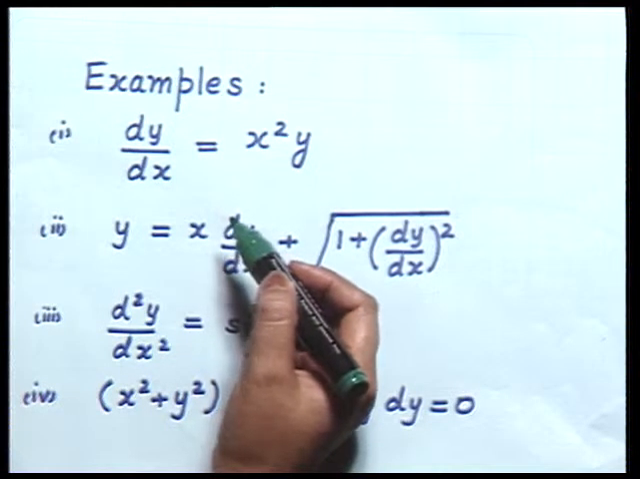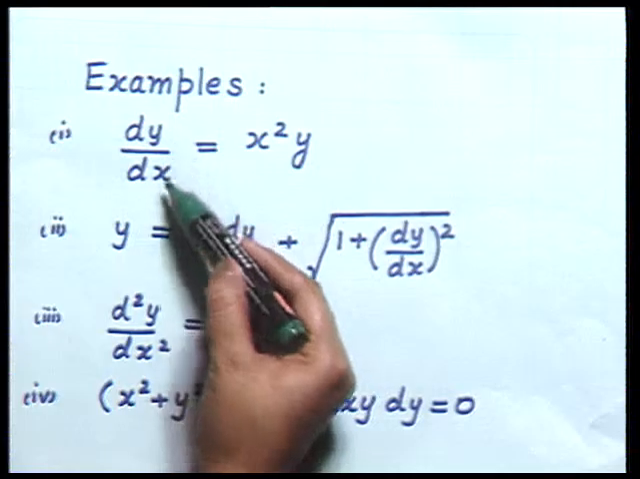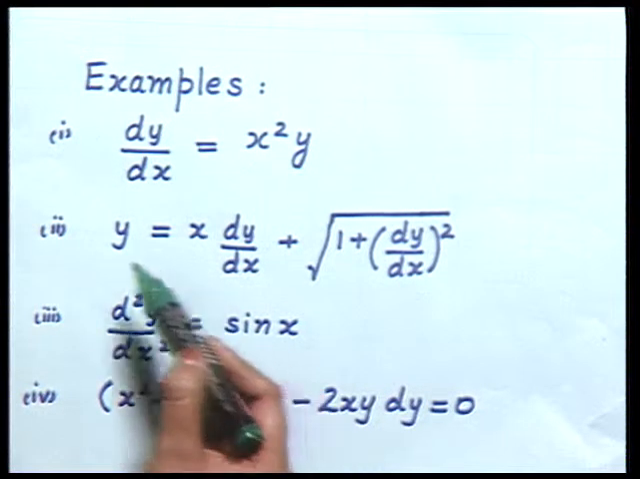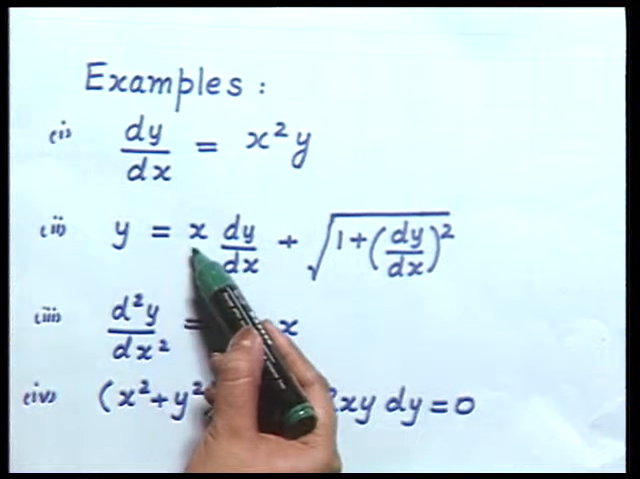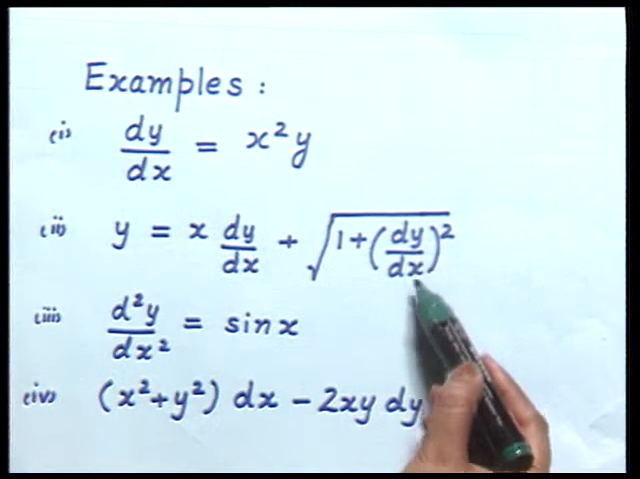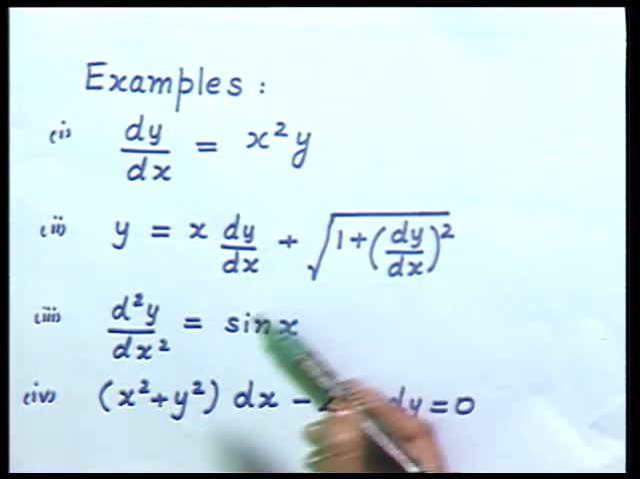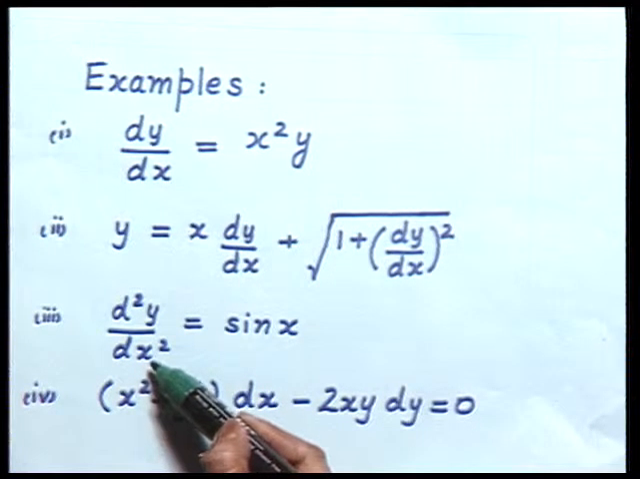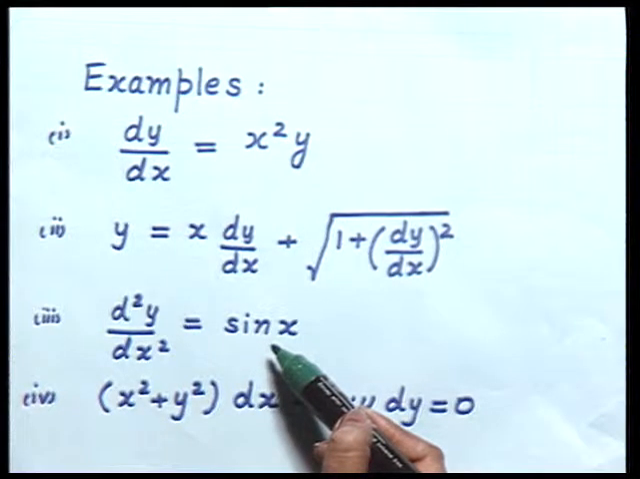Well, write any expression involving dy by dx or dx by dy, and that will give rise to a differential equation. Take a look here. We have examples which say dy by dx is equal to x square y, a differential equation, or more elaborately, y is equal to x dy by dx plus under root of 1 plus dy by dx whole square. You can have second order derivatives involved, which can give rise to something like d2y by dx2 equal to sin x.